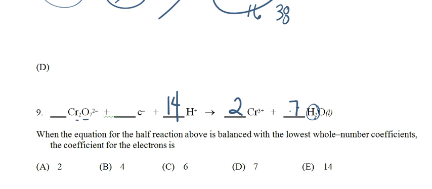Then the last thing, what we haven't done yet, is we need to balance the charges. So we have to find out what the total charges are. Again, we have a 2 here, and there's a +3, so that's a total of a +6 charge on the right-hand side. We have a -2 over here, +14, so that is a +12. So I need to get the charge to be +6, so I need to add 6 electrons.